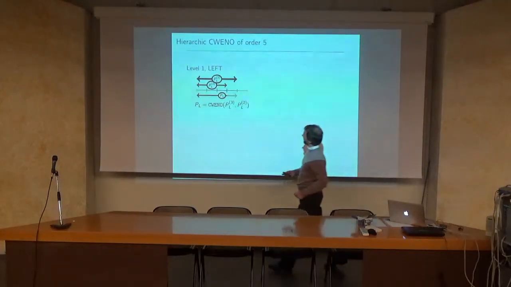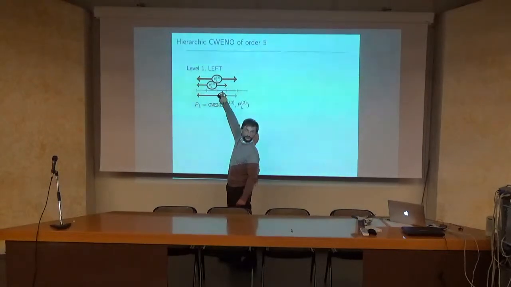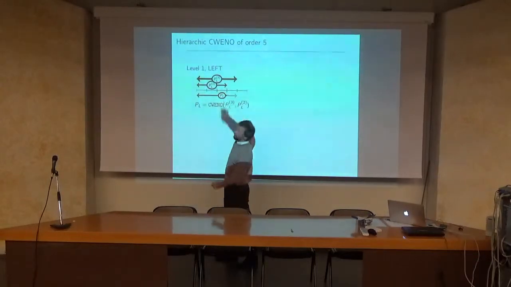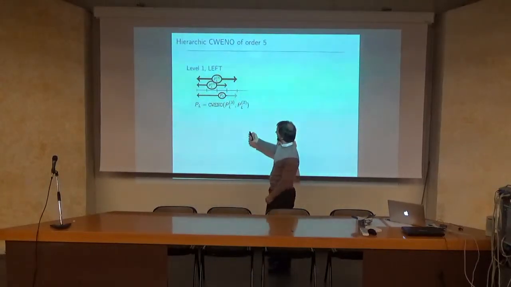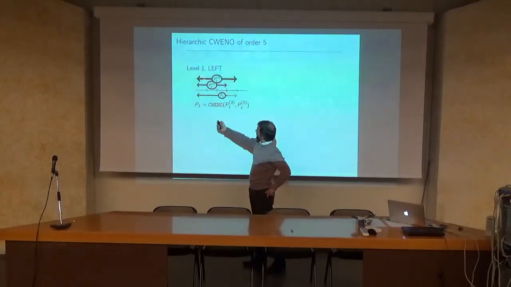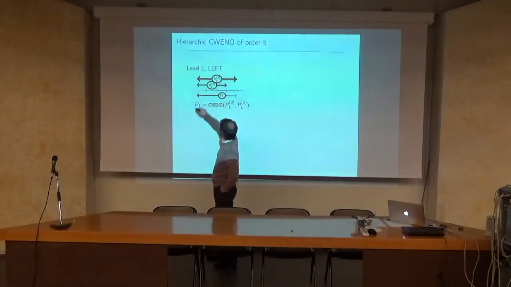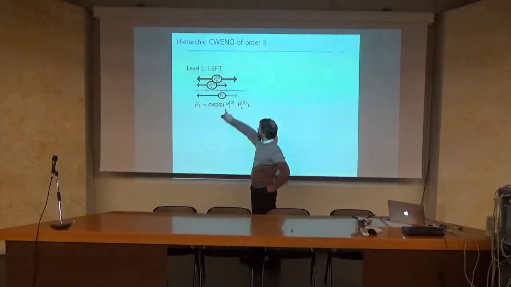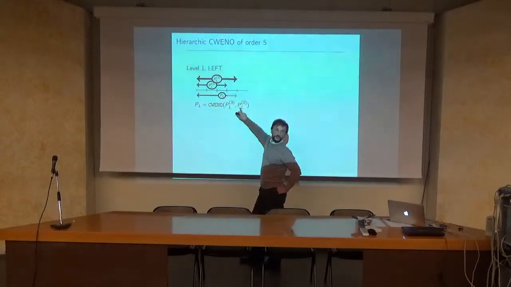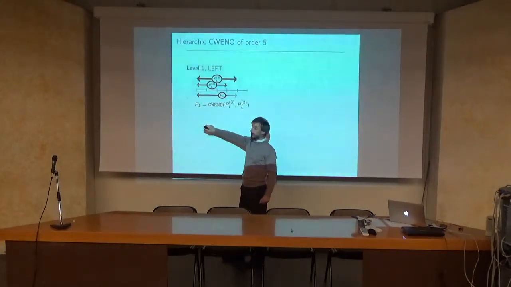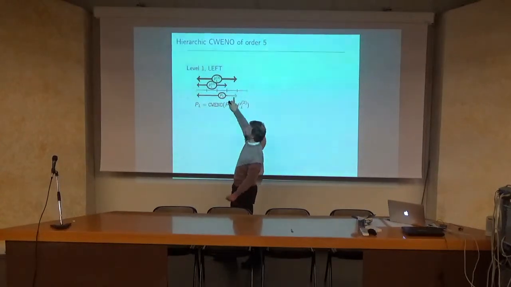So let's start. Here is the cell where I want to reconstruct, and let's focus on this stencil. It's 4 cells, 2 on the left, 1 on the right. In this stencil, we have an ideal reconstruction, which is the cubic. And then we have another candidate polynomial, which is the parabola. So the idea is to apply the CWENO with the cubic as optimal polynomial and the parabola as a candidate fallback polynomial.